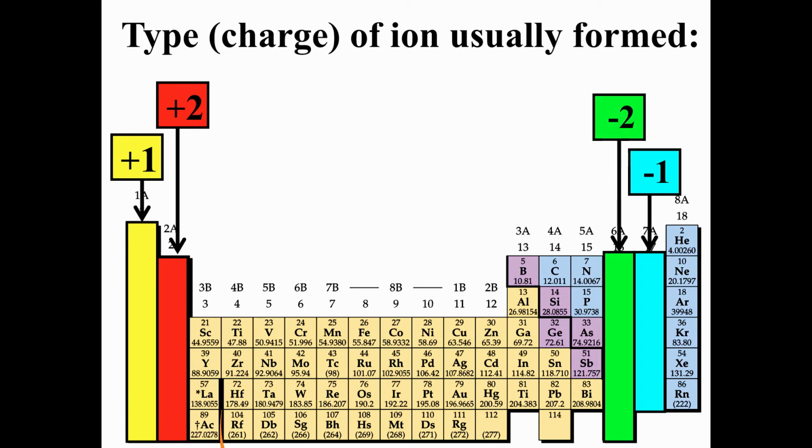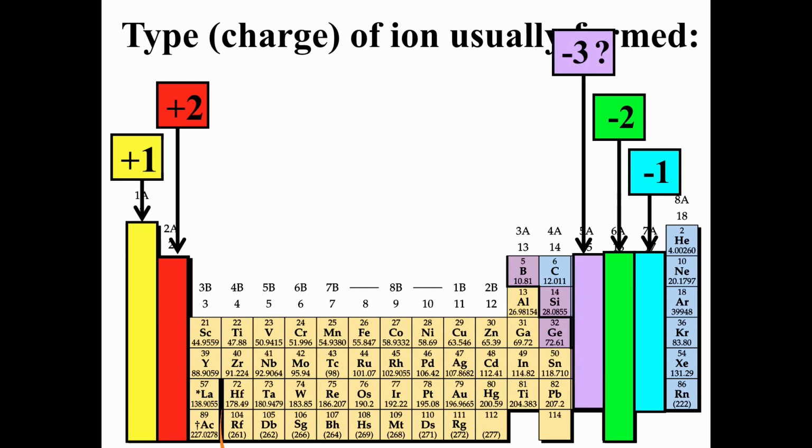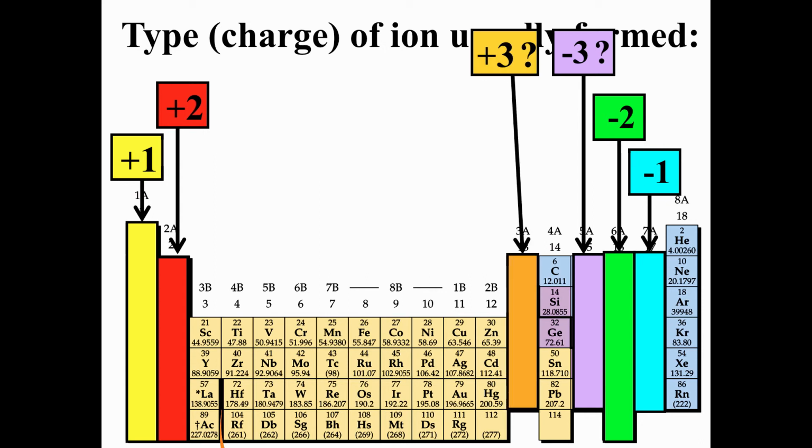The next column, the chalcogens, starting with oxygen, need 2 more electrons to make a noble gas arrangement and therefore make -2 ions, etc. And if we keep going, the nitrogen column, or the pnictogens, tends to make -3 ions, although it's a little less certain than the -2 and -1 ions. And the boron column tends to make +3 ions.